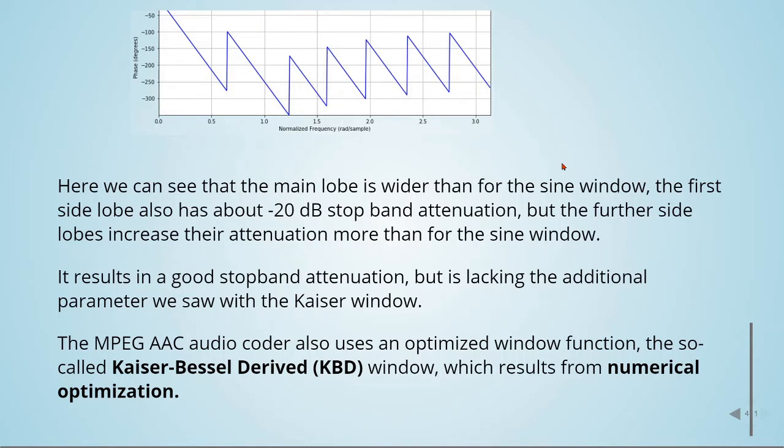So the MPEG AAC audio decoder also uses an optimized window function. It's the so-called Kaiser-Bessel derived window, and it results from numerical optimization.